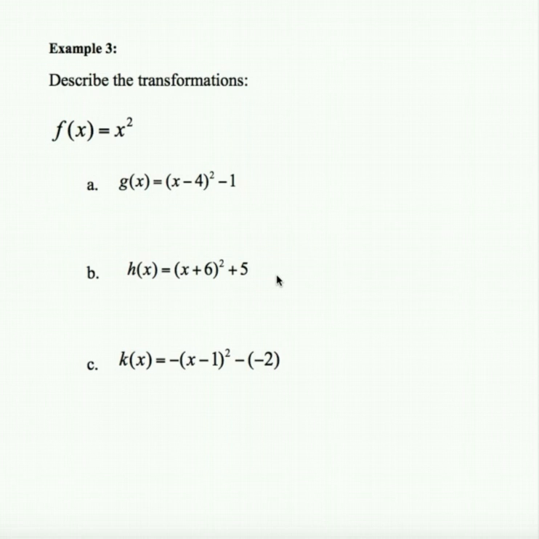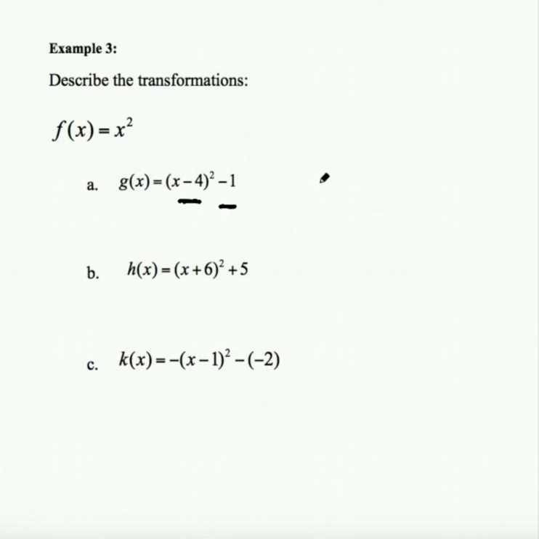Example 3, describe the transformations of f of x equals x squared. So this goes back to that example we originally used when we were filling out our chart. Now, the first one, notice we have a minus 4 on the inside, and then we have a minus 1 on the outside. So we're going to have 2 transformations.